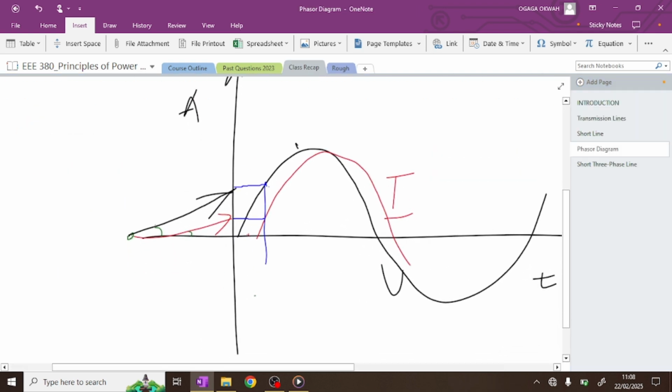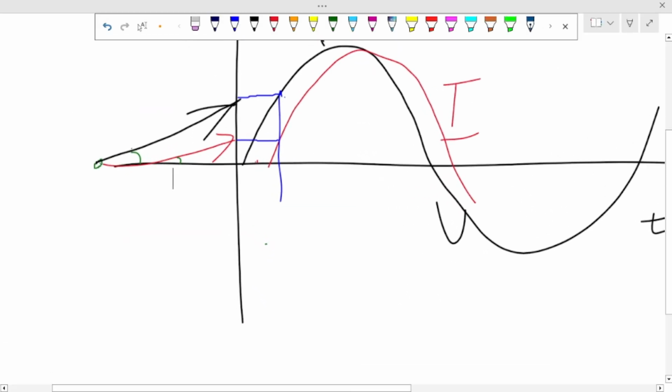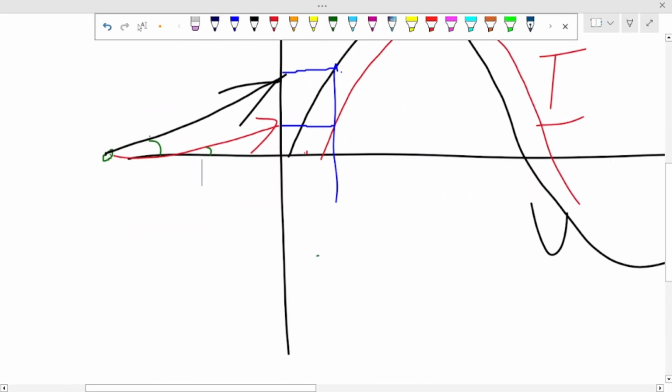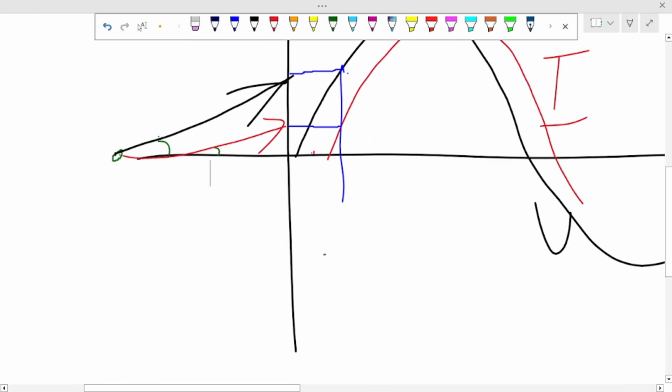It's just like current is the main guy. If current is behind, we say it's lagging. If current is ahead, we say it's leading. That's the power factor is leading. So we are able to determine who is lagging and who is leading by drawing this diagram using a spinning vector.